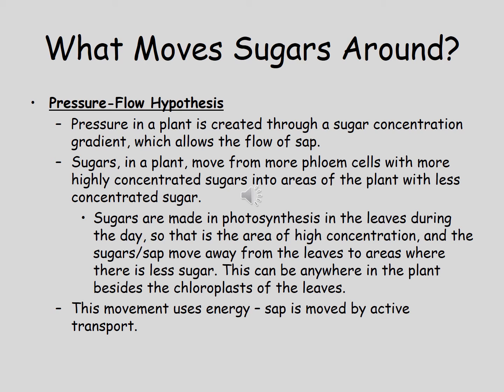Also, sap can be moved against a concentration gradient using energy by the plant. The phloem cells are alive. They're not like xylem cells, which are just kind of like empty pipes. The phloem cells actually can use energy and move the sugars wherever they want. So even if the sugar gradient is not moving sugars from high to low, more sugars can be moved into a higher concentrated area as well. So it's not just passive diffusion. There's actually active transport of those sugar molecules to wherever they're needed.